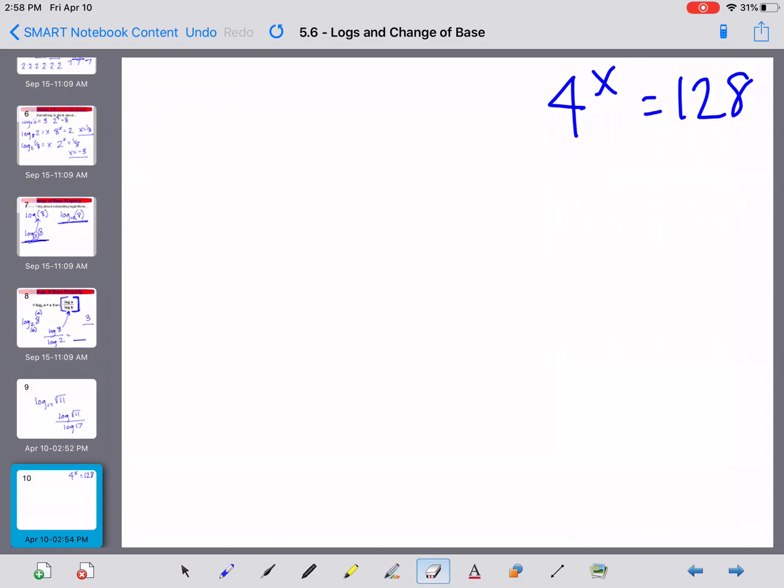Now I can't just punch it into my calculator. It's a little more difficult to try and figure out what the exponent is by just multiplying 4 how many times and seeing what it is. If I were to try that, I know it's a little more than 3, but I want to see how exact I can make it. Now I can actually use logs to figure out what this x value has to be.